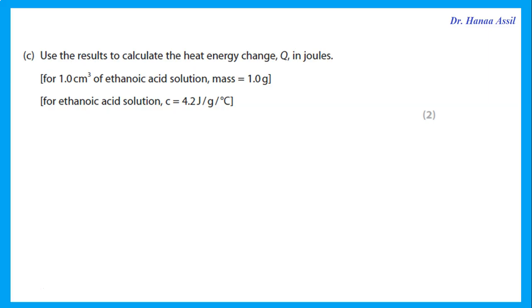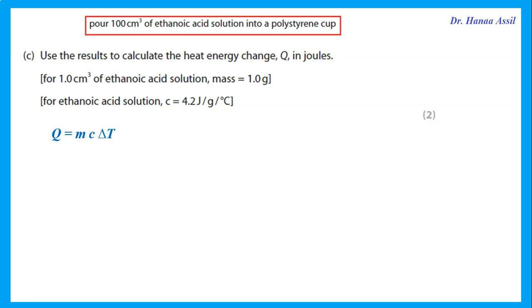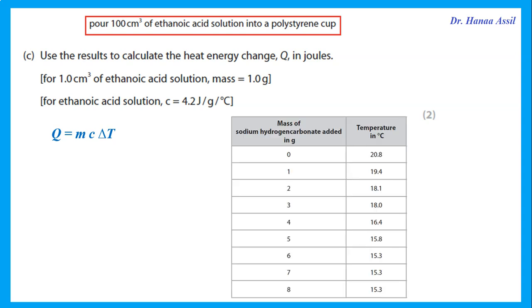How do we calculate Q? You should know that Q is equal to mc delta T. What is m? m is the mass of the solution. So the question said pour 100 centimeter cubed of ethanoic acid. So that is our m. c is given, 4.2, and the delta T is the difference in temperature.